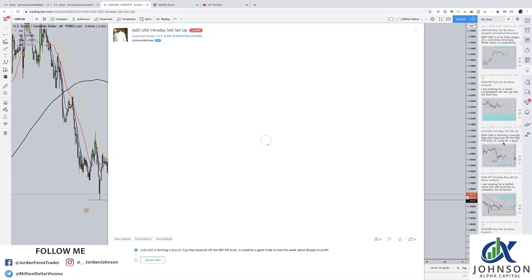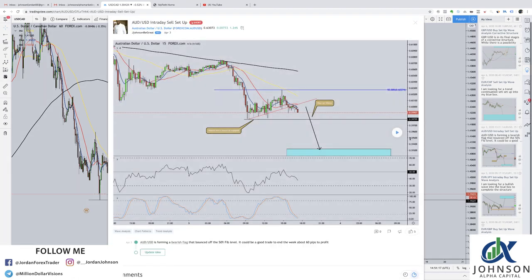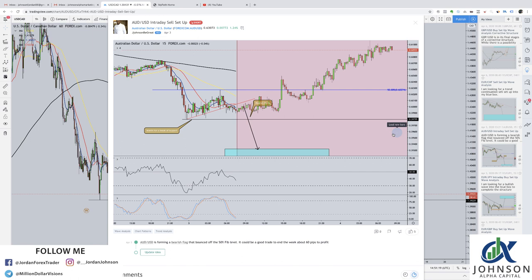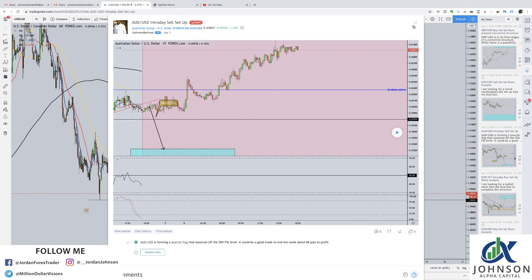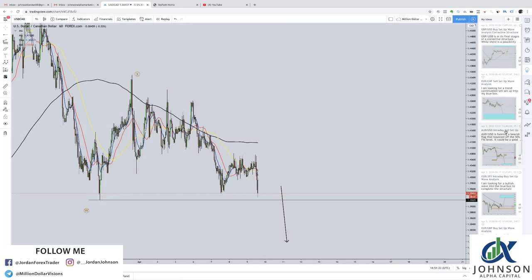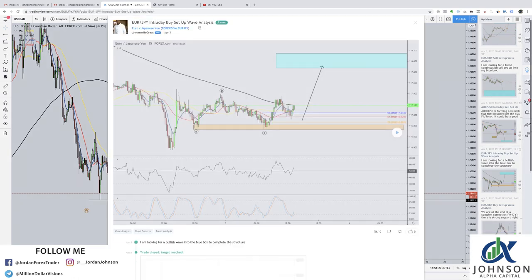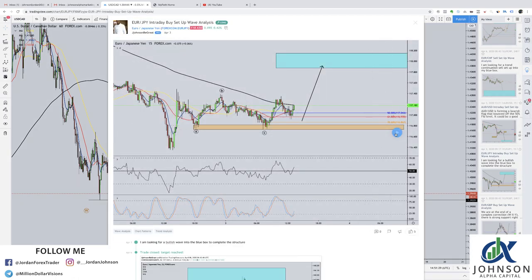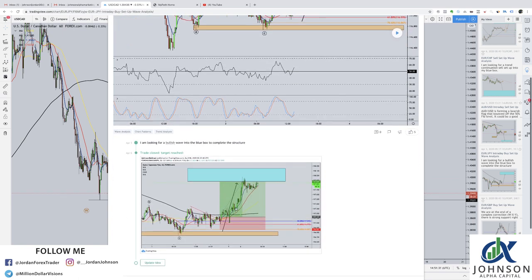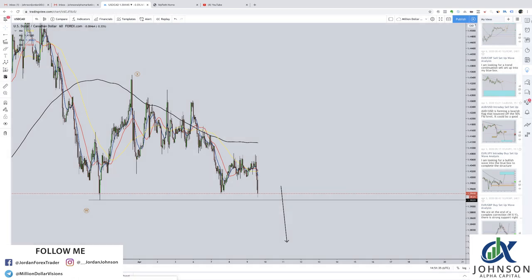Aussie, this intraday setup, I don't think this intraday setup ever played out. Yeah, it never played out. That's fine. I got stopped out of that trade, but as you can see, I'm in on it now. Euro yen, did this ever? Yeah, this one went directly to target, so that was good. I haven't published one, I don't think, this week.